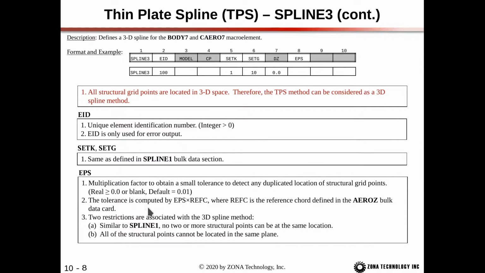So here, once again, we use the epsilon times the reference C, and if the grids are closer together than that, then ZEUS will print a warning message. And finally, all of the structural points cannot be located in the same plane, or else the method breaks down. So the EPS will also detect that.